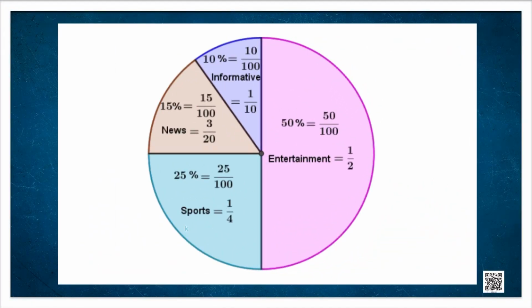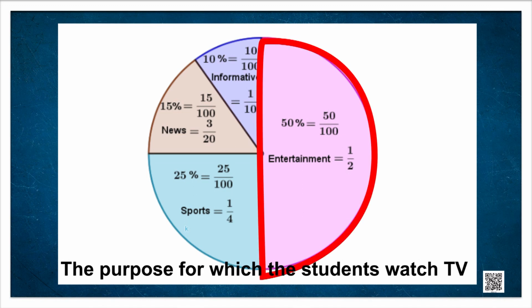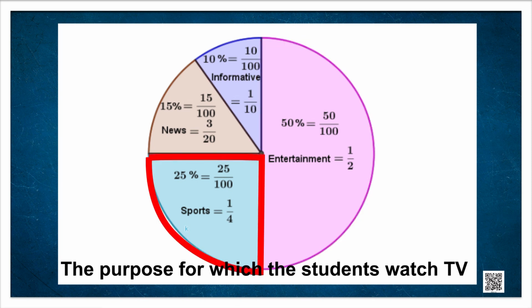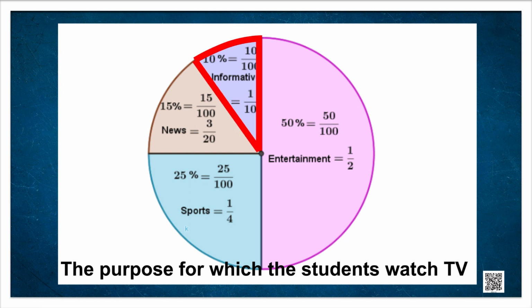The pie chart shows the purpose of watching TV by students. 50% of students have reported they are watching the TV for entertainment. 25% of the students reported that they are watching the TV for sports. 15% of the students told they are watching the TV for news. 10% of the students reported that they are watching the TV for informative.